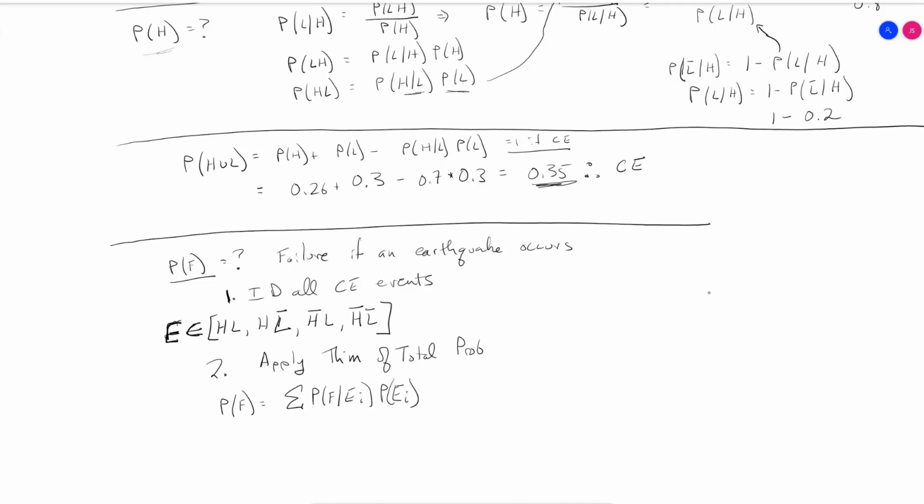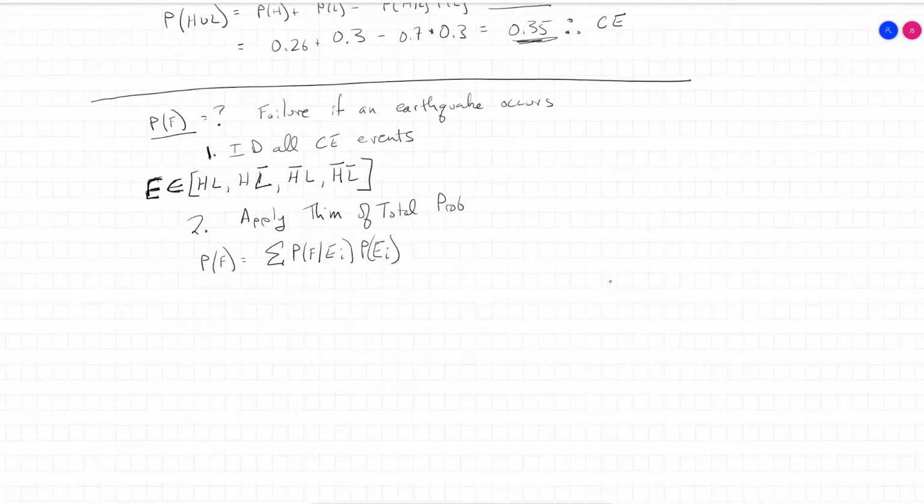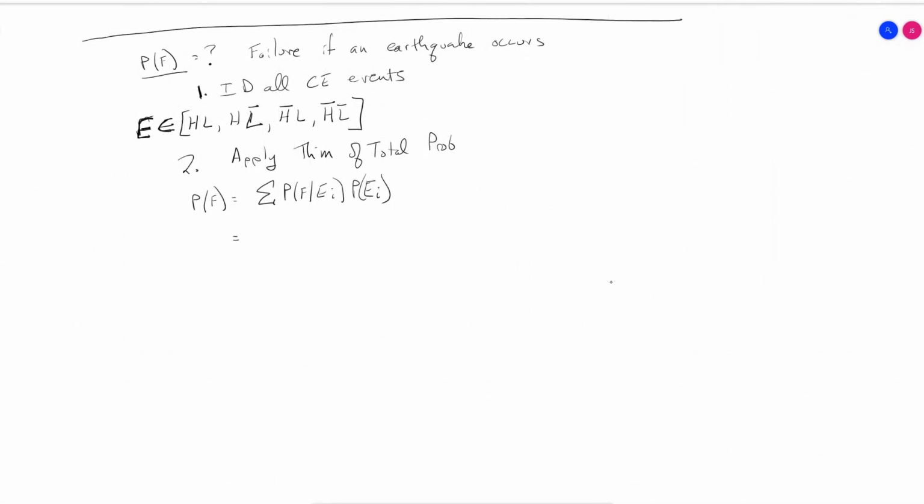All right, now I think at this point we probably have all the numbers we need, but let's write out the long form of this so that we can first symbolically see it, and then we'll put the numbers in. So this is going to be equal to the probability of F given H and L times the probability of H and L, plus the probability of F given H complement L times the probability of H complement L, and then we'll keep going.